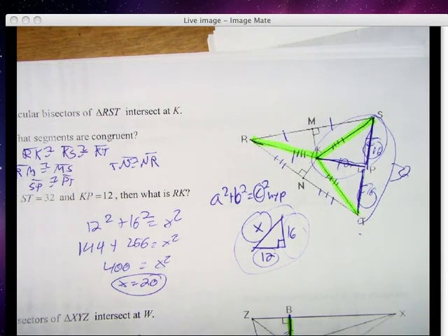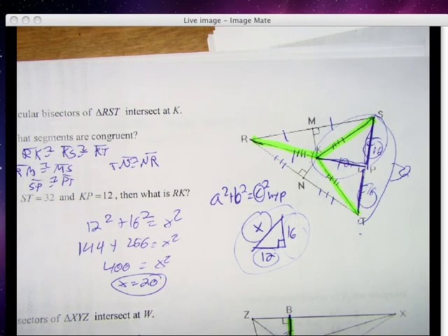X is what of the triangle? Is it A, B, or C for Pythagorean theorem? We know the hypotenuse is always C. Hypotenuse is always the C value, and x is the hypotenuse because it's across from the what angle? The right angle, correct. So I do 12 squared plus 16 squared equals x squared. 144 plus 256 equals x squared. So 400 equals x squared. And how do I find out what x is? I square root it.